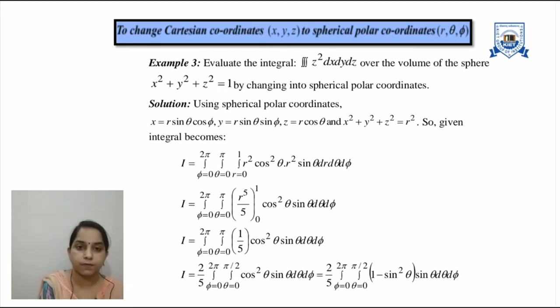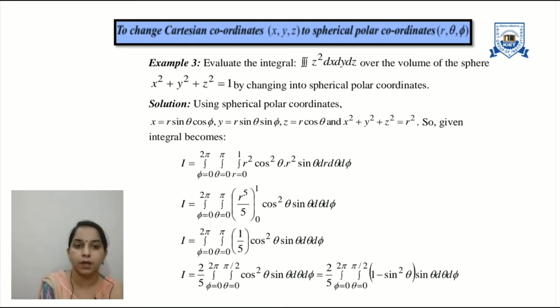Now we come to spherical polar coordinates. Here I have taken an example first of all for the full volume of the sphere. In the next example, I will discuss this for a positive octant. Here we are using spherical polar coordinates, and you know the transformations for spherical polar coordinates are x equals r sin theta cos phi, y equals r sin theta sin phi, and z equals r cos theta, so that x square plus y square plus z square becomes r square.